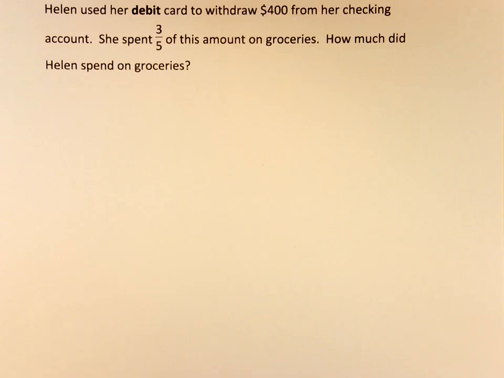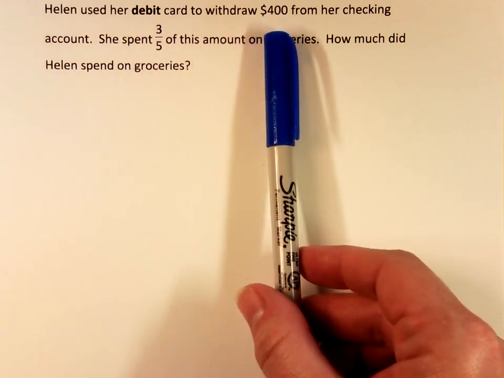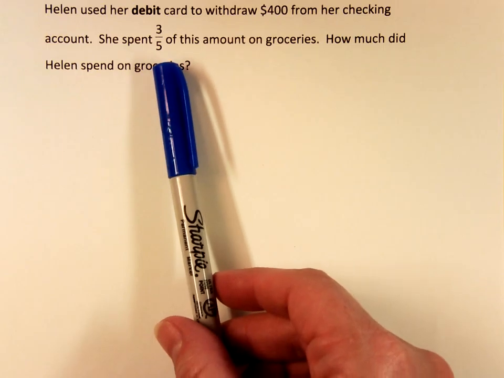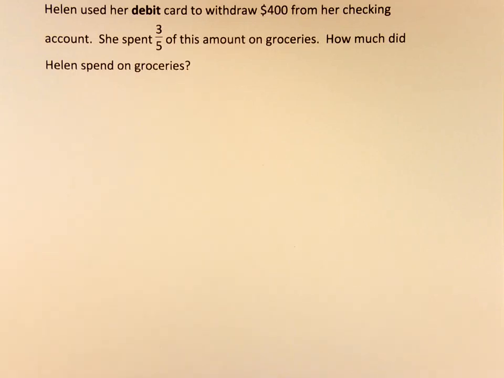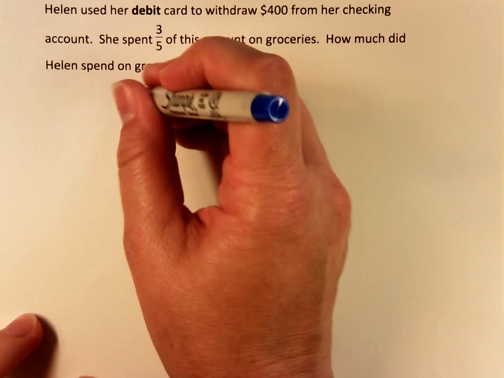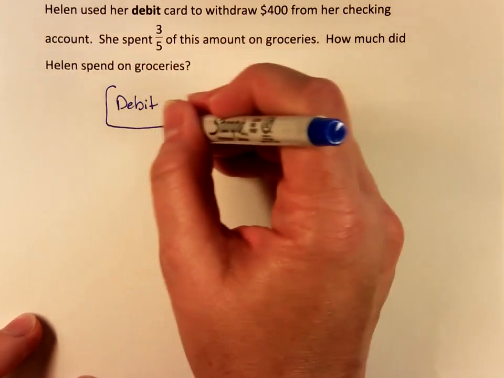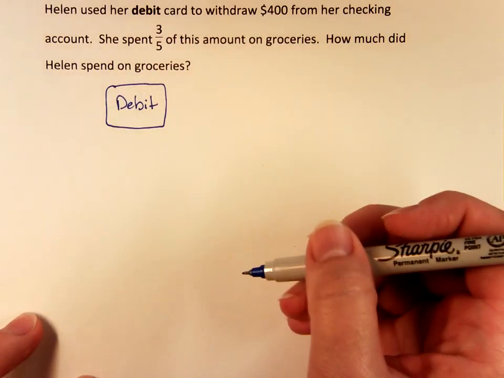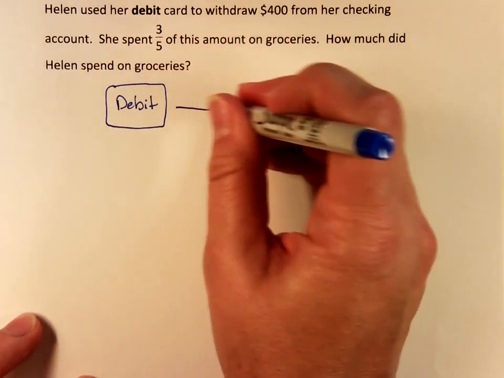Let's read it. Helen used her debit card to withdraw $400 from her checking account. She spent 3/5 of this amount on groceries. How much did Helen spend on groceries? Let's just do a quick draw here. She has a debit card. And she withdrew $400.